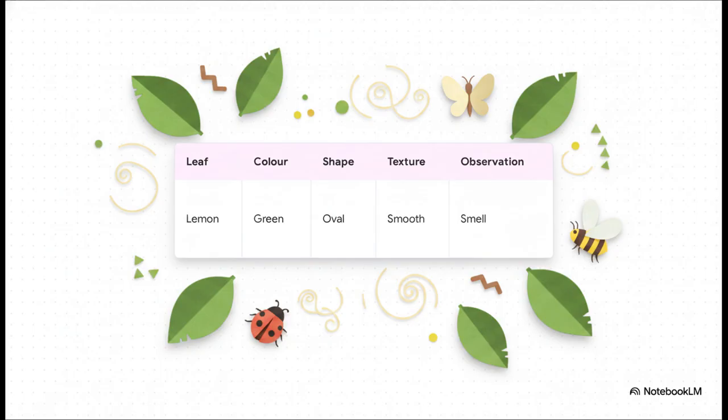Closely inspecting a simple lemon leaf reveals so much. It's green and oval, sure, but if you touch it, it's remarkably smooth. And if you smell it, you get this distinct, strong citrus scent. These textures and smells aren't just for show. They're often adaptations to deter bugs from eating them, or sometimes to attract the right kind of pollinators.